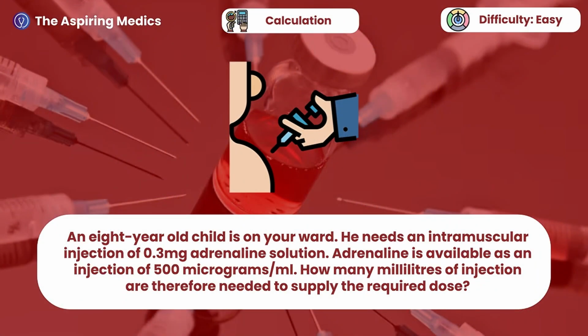An 8-year-old child is on your ward. He needs an IM intramuscular injection of 0.3 milligrams adrenaline solution. Adrenaline is available as an injection of 500 micrograms per milliliter. How many milliliters of injection are therefore required to supply the required dose?